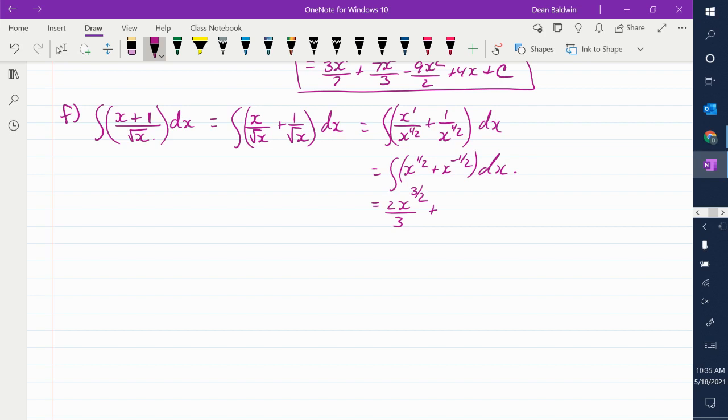What's negative 1/2 plus 1? 1/2. So I get x to the power of 1/2 divided by 1/2, which is like 2 over 1. Tack on a plus c and you're done. Plus c is always at the end, okay?